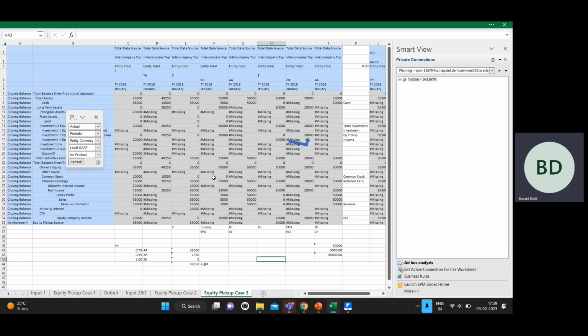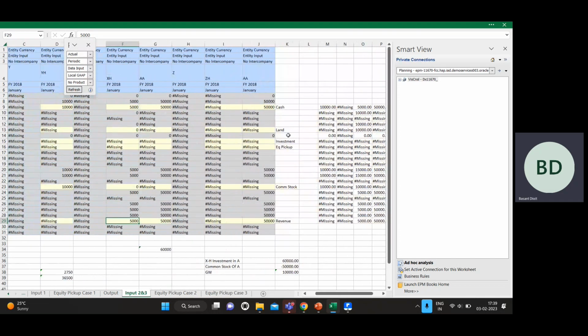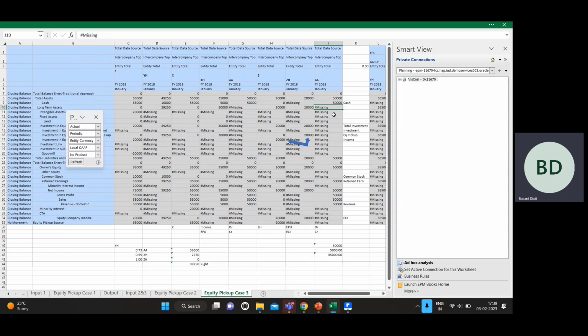Let's see what figures should come in the YH, what figures should come in the XH, and what figures should come in the ZH. These are the holding companies for the equity pickup. The input sheet is the same for the second and third case. We have a cash figure in the AA and we have revenue figures. Let's see whether it is coming or not.